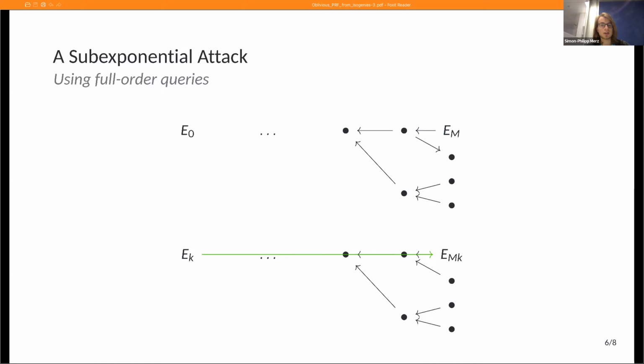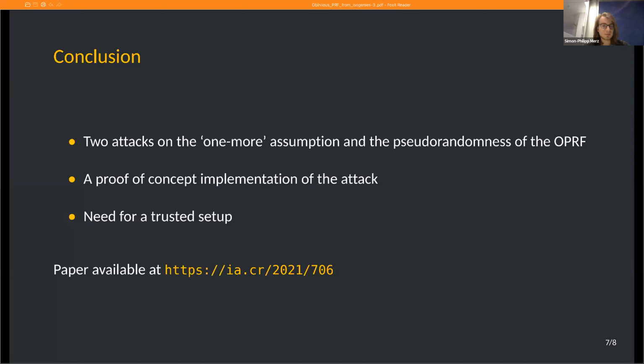And there's a trade-off between computational costs and the number of queries to the OPRF we need to execute. The only countermeasure so far seems to be to increase the parameters drastically. And it's maybe an interesting future research topic to find more efficient countermeasures. So let me summarize. Our paper provides two attacks on the one-more assumption that lead to attacks on the pseudorandomness of the SIDH-based OPRF.